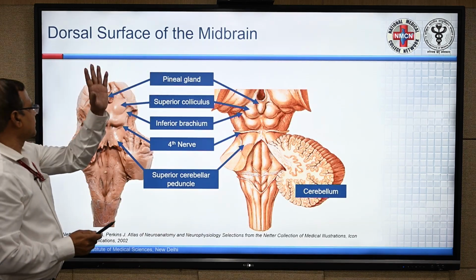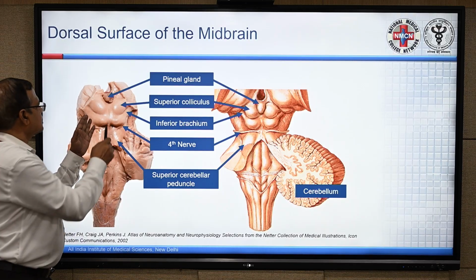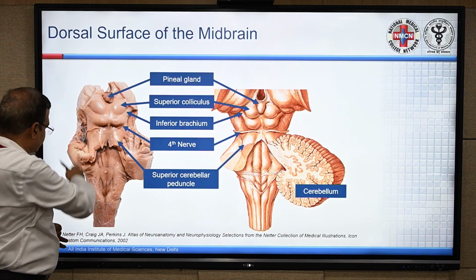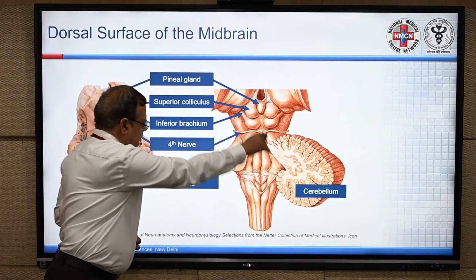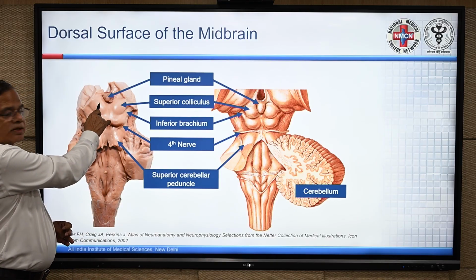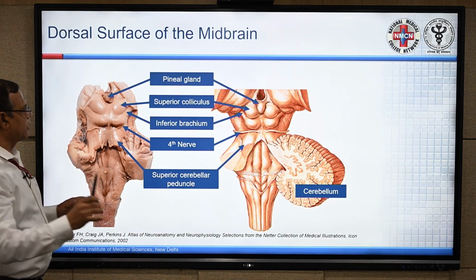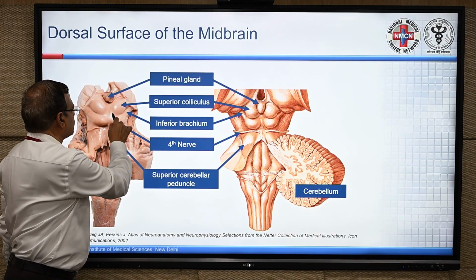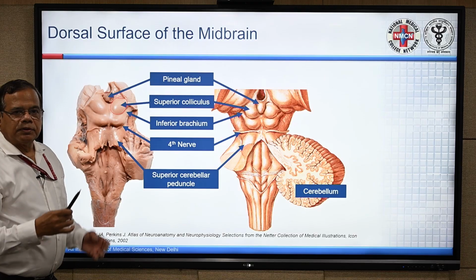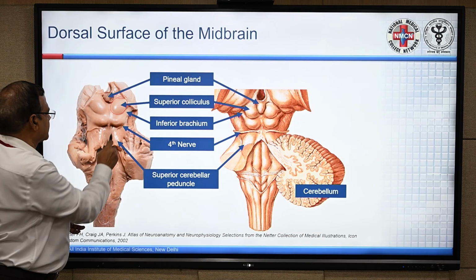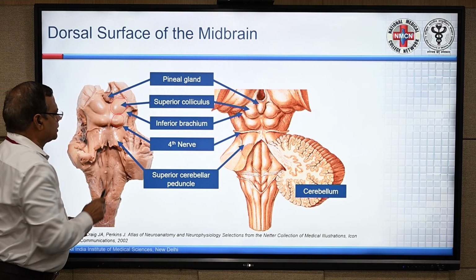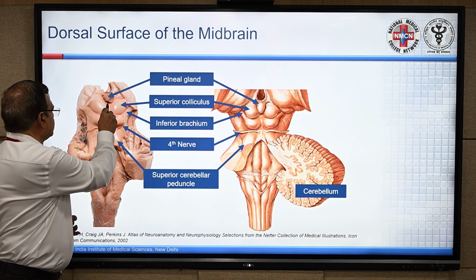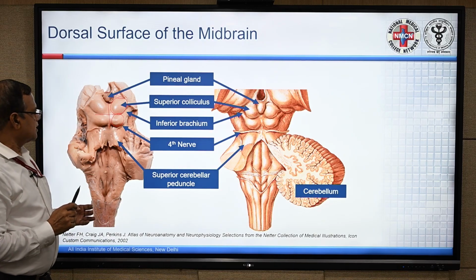The dorsal surface of the midbrain. The dorsal surface, what you see, first thing is the pineal gland. This is the real brain picture and this is the drawing. In the dorsal surface, first you see the pineal gland, which is not a part of the brainstem, but after that what you see is the colliculi, the superior colliculi, the center for visual reflexes, the inferior colliculi, it is for the auditory pathway, and in between there is the cruciate sulcus.